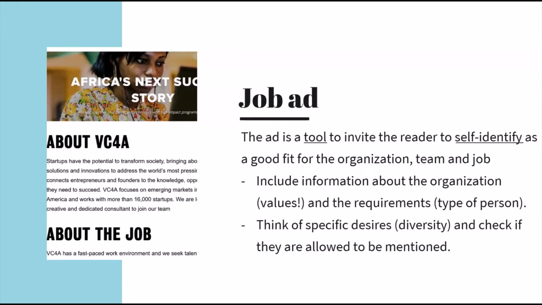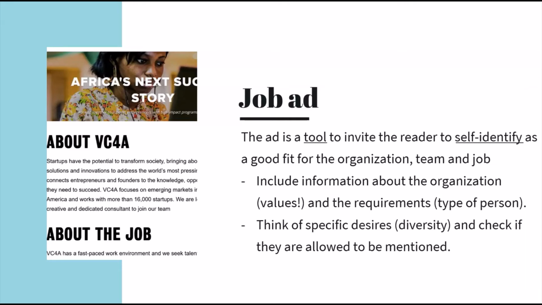Okay, so the second aspect that we need to look at is the job ad. And keep in mind that the job ad is a tool to invite the reader of the advertisement to self-identify. The reader, the potential applicant, should be able to self-identify that they are a good fit for your organization, for the team, and also for the job.